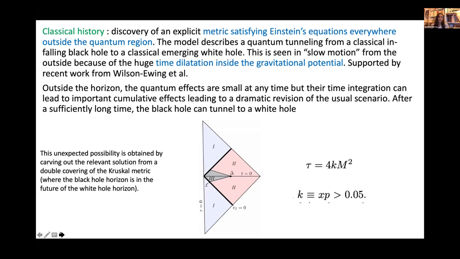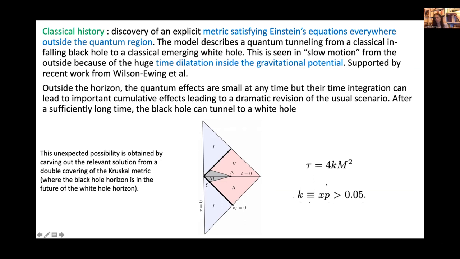So the key point is that outside the horizon, the quantum effects are small at any time, but the really important idea is that the time integration can lead to important cumulative effects, leading to a dramatic revision of the usual scenario. So after a sufficiently long time, the black hole can tunnel into the white hole. So on the diagram, one is Minkowski, two is Schwarzschild, and three is basically the quantum gravitational region. So seen from the outside, the bouncing time is proportional to m squared in this model.